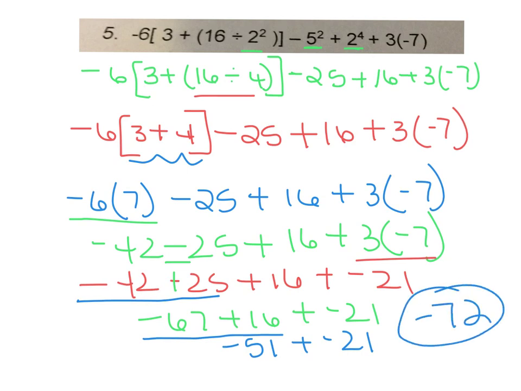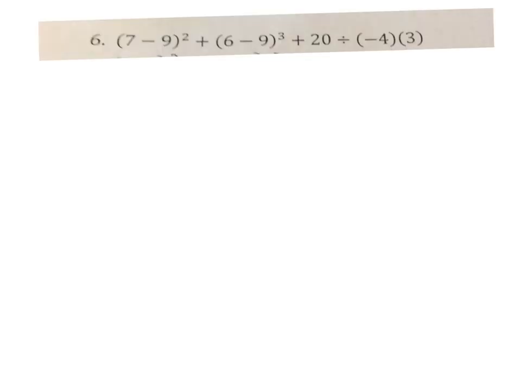Okay, I'm going to go on to the back of the page and we're going to do problem number 6 next. Okay, problem number 6, another order of operations. So I've got two sets of parentheses, so I need to do the first one left to right. So I'm going to do 7 minus 9. That is negative 2, and notice I'm going to leave it in parentheses.